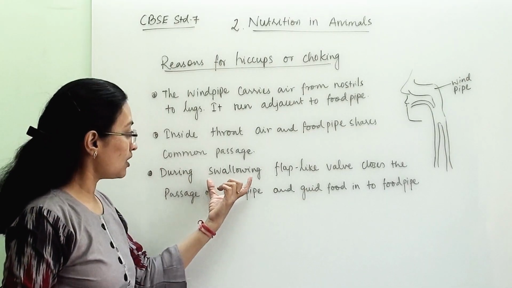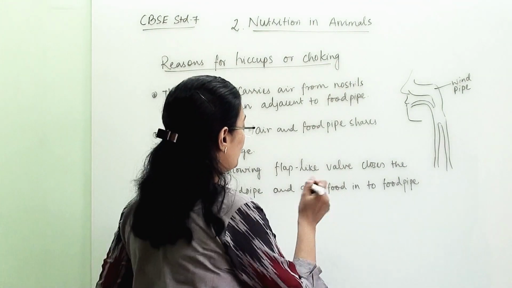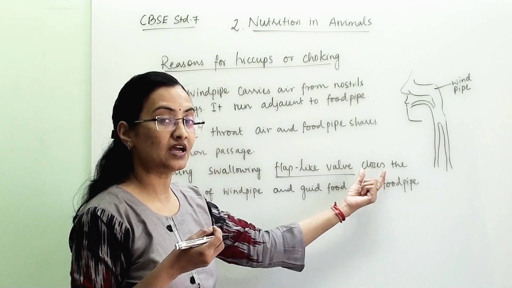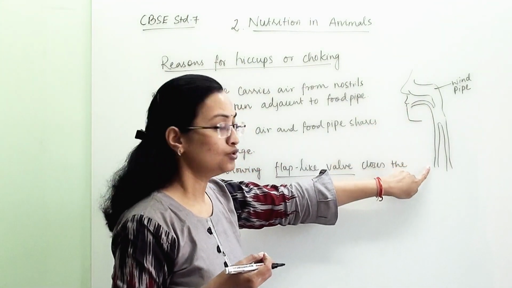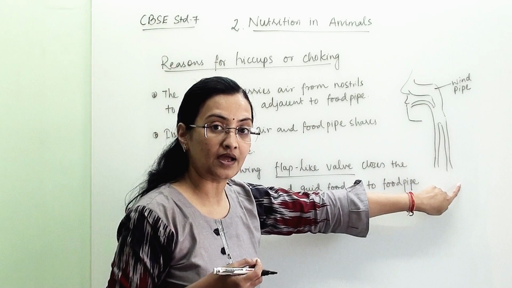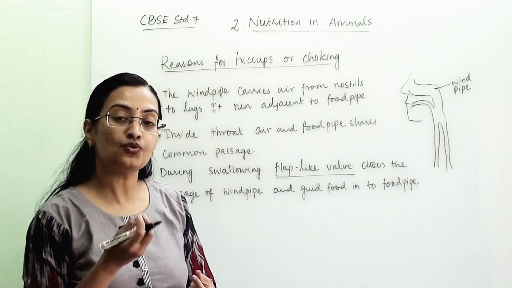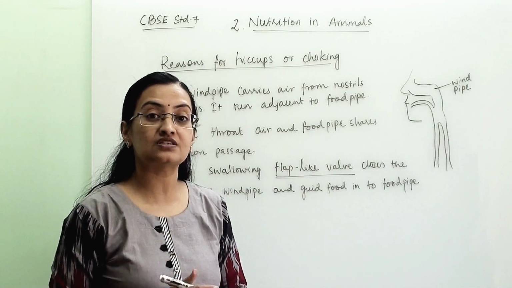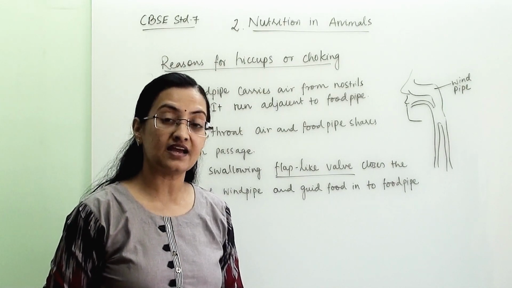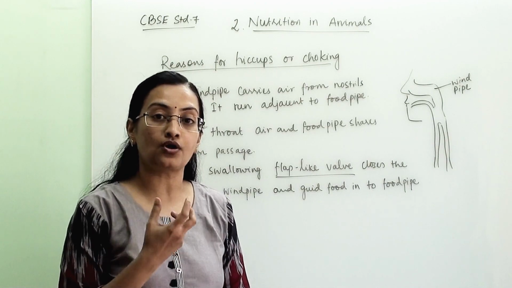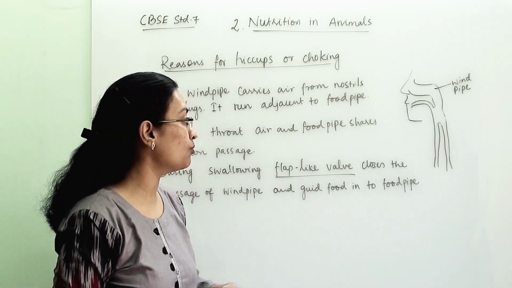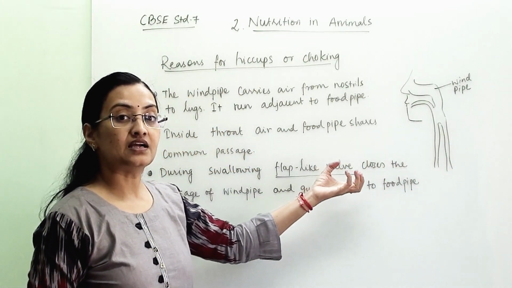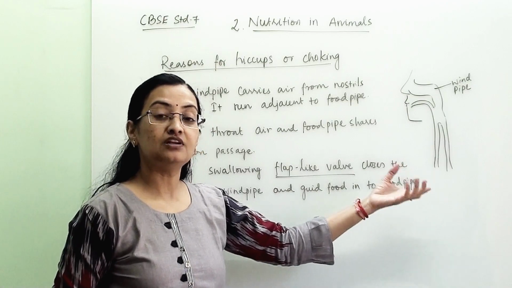So during swallowing, a flap-like valve closes when we are eating something, so that it guides the food to the food pipe and not to the windpipe. That's why while we are chewing or eating something, we should not talk, we should not laugh, because we may breathe air in while talking or laughing. That will open our windpipe. So it may lead to food particles going into the windpipe, so that we feel choking.